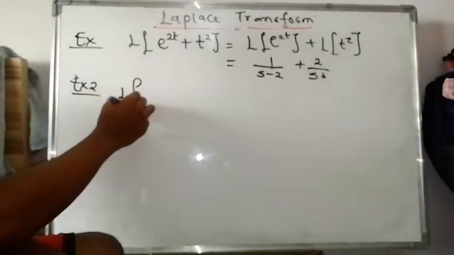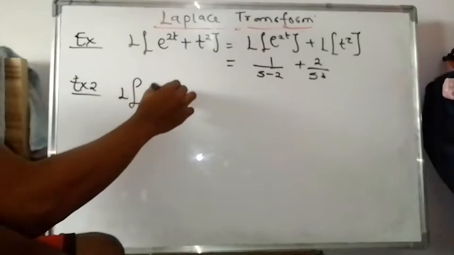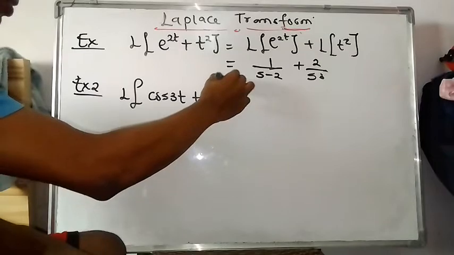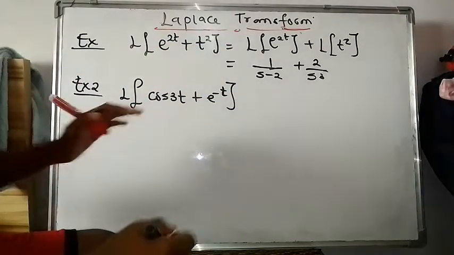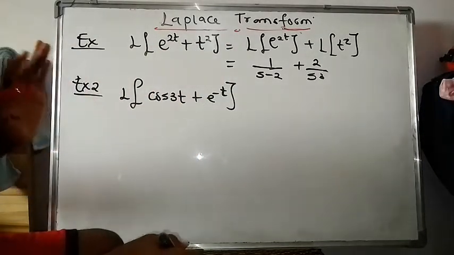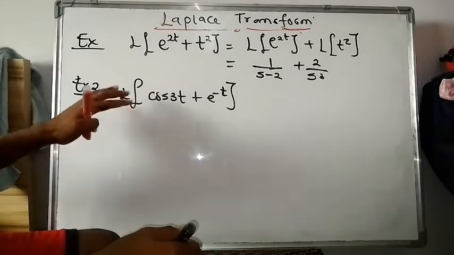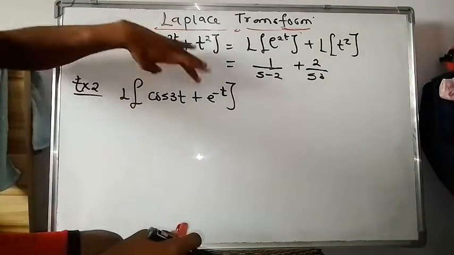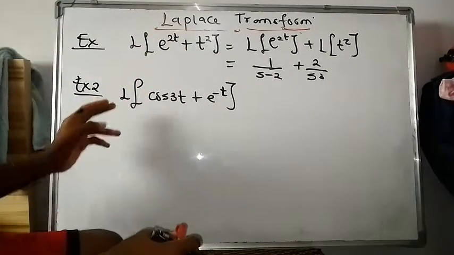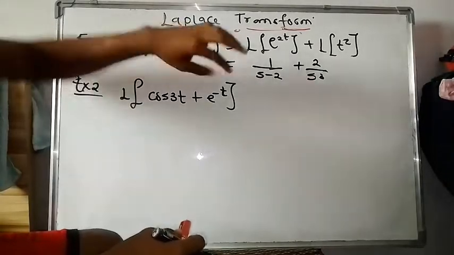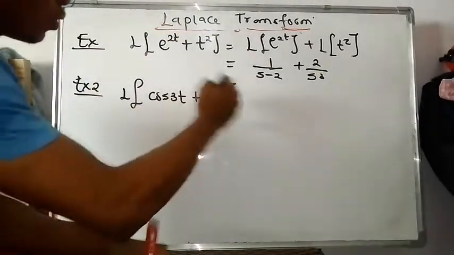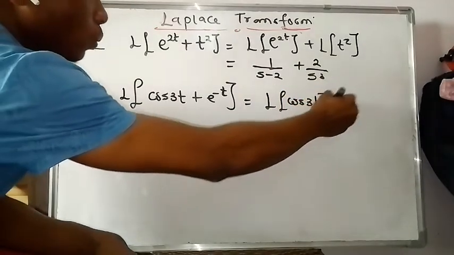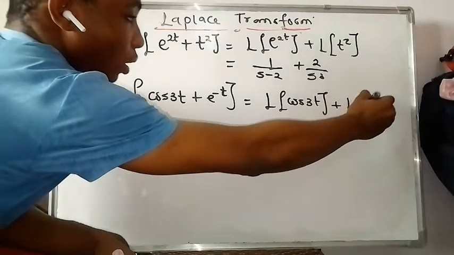This is: find the Laplace of cos 3t plus exponential minus t. Now I believe we all can work this one out, so let's do it together. Finding the Laplace of cos 3t plus exponential minus t. The rule says the Laplace of two functions added together is equal to the Laplace of the individual functions. So we are going to take the Laplace of cos 3t plus the Laplace of exponential minus t.